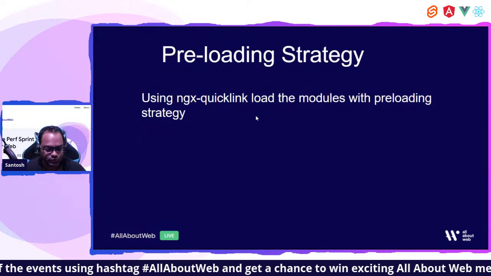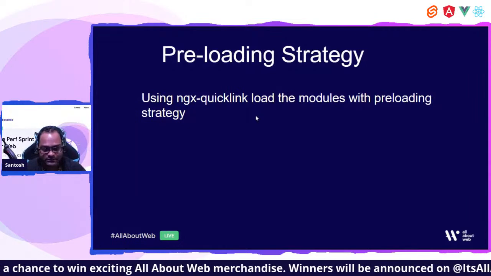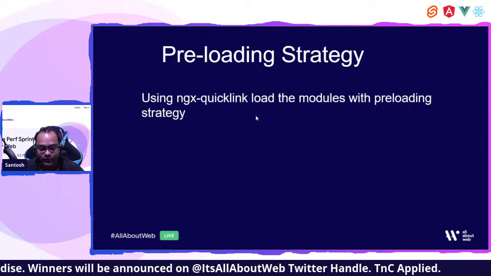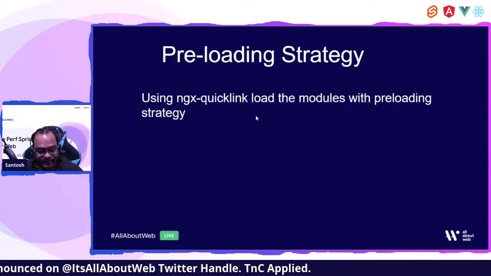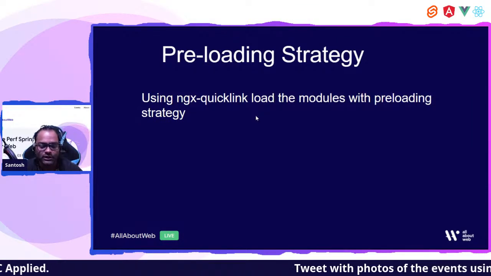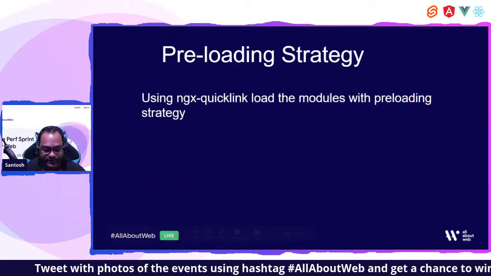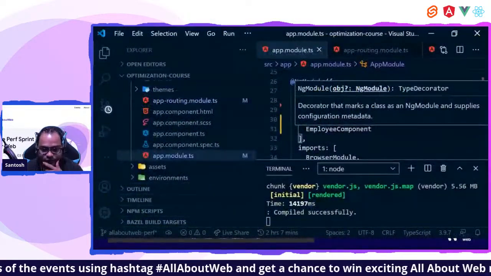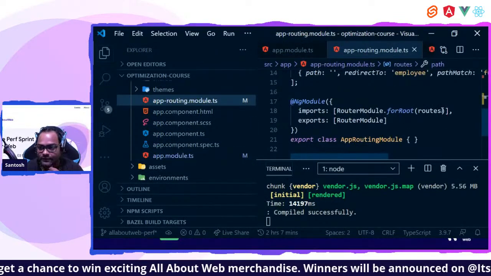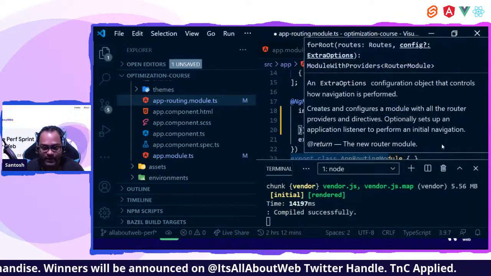There are multiple ways to do that. The first one, which was created by Minko, is NGX Quick Link. What NGX Quick Link does is it will try to see if your user is idle and not performing any action, and there is enough bandwidth to actually download the lazy loaded module. So what you can do is just use NGX Quick Link, and let me just show you the configuration where you can use it. You can just go to your app routing module, and here forRoot, and you can pass extra options.